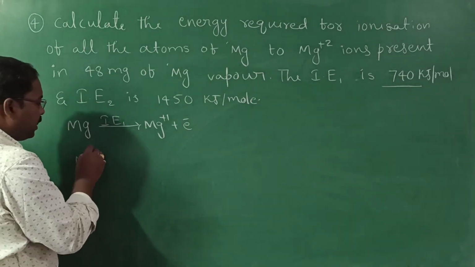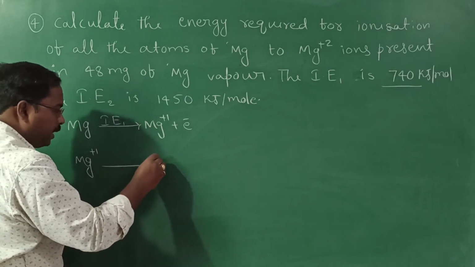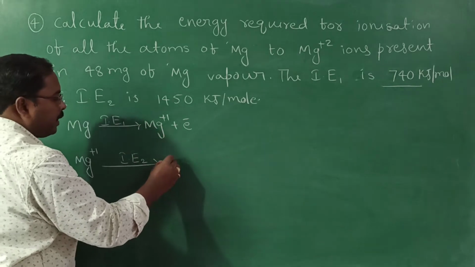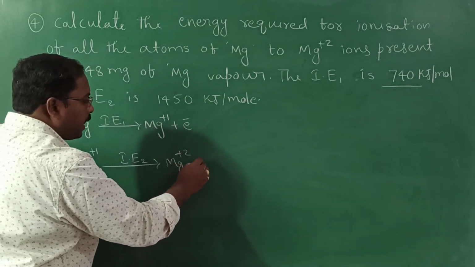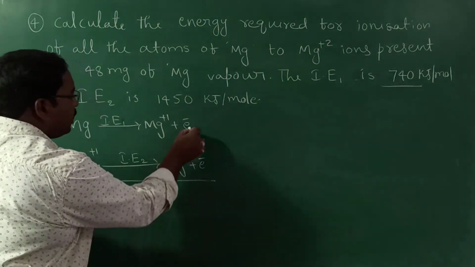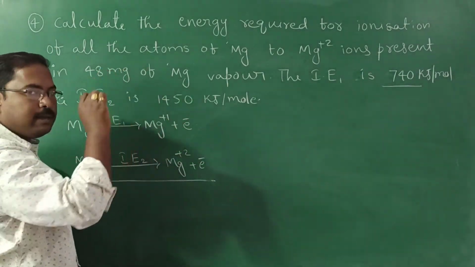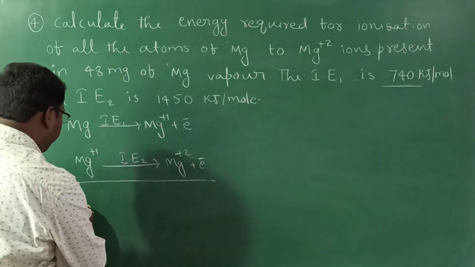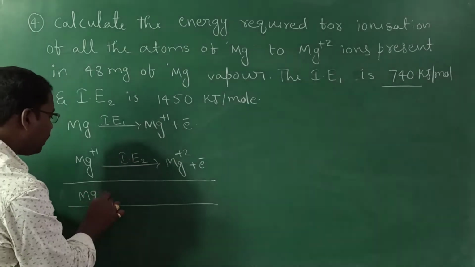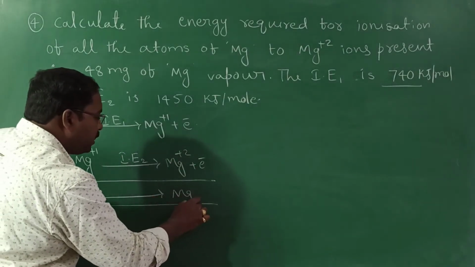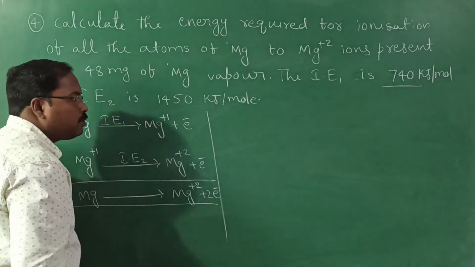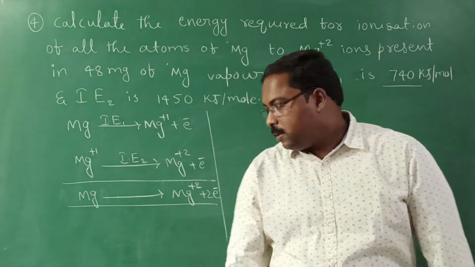The second ionization energy means what? From the magnesium+1, if you remove 1 more electron, that corresponding energy will be the second ionization energy, right? So these two data, first and second ionization energy values, they have given. But what they are asking us to calculate is the energy required for this conversion. Understood? Okay.